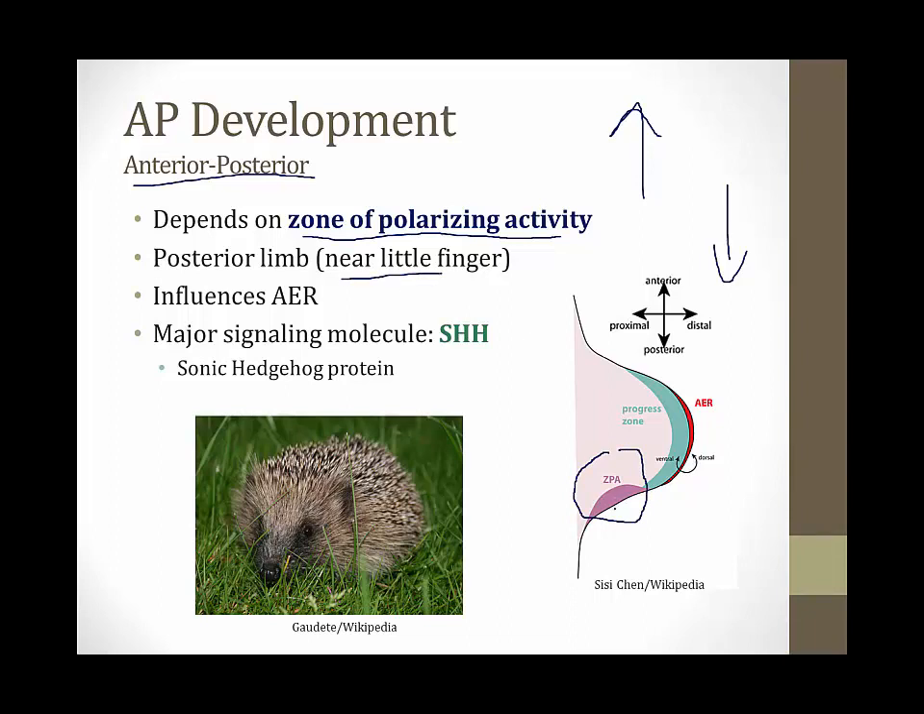This zone of polarizing activity influences the apical ectodermal ridge, and that leads to normal development along the anterior-posterior plane. And the major signaling molecule produced by the zone of polarizing activity is our friend, the sonic hedgehog protein. So the sonic hedgehog gene is essential not only for CNS development, as we described before, but also for limb development in the anterior to posterior plane.